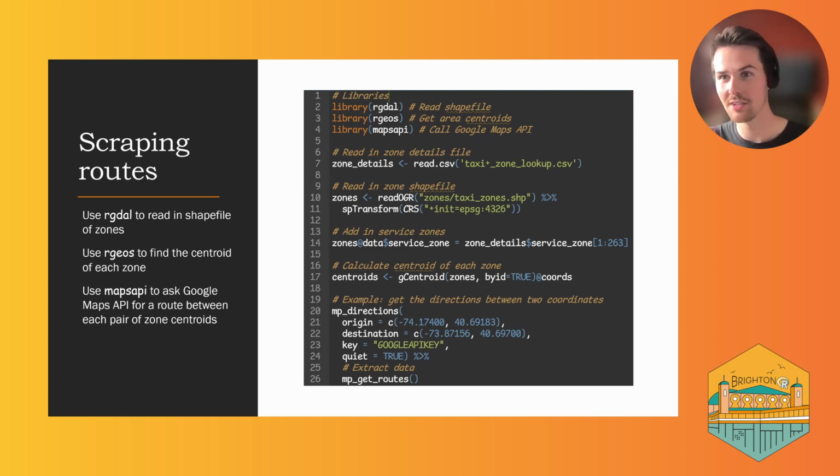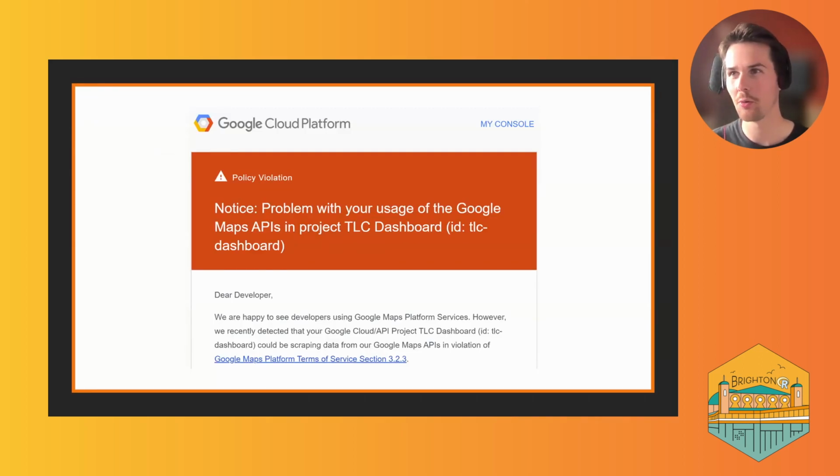But don't do as I've done, because Google got a little bit annoyed at me for doing this. But luckily, they got annoyed at me after I finished. Turns out you're not allowed to scrape Google Maps API for data. Good to know, though.